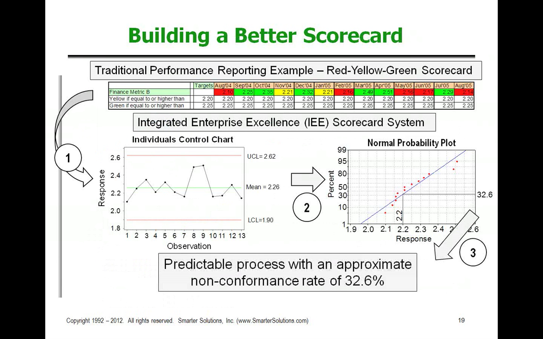The way I like to present it in general is we then would say we got a predictable process with approximately 32.6% nonconformance.